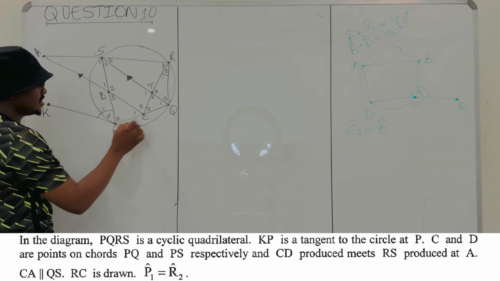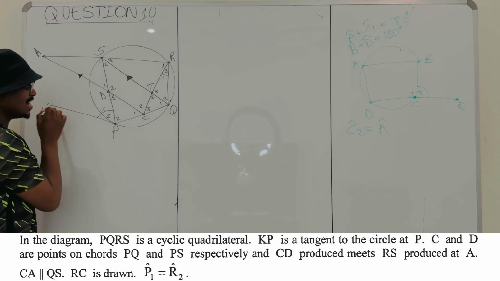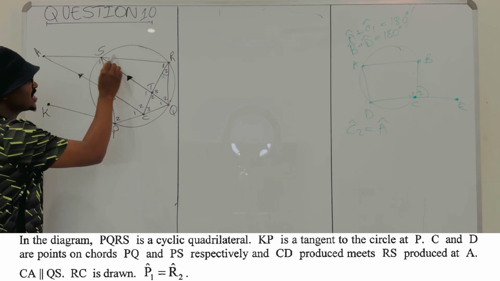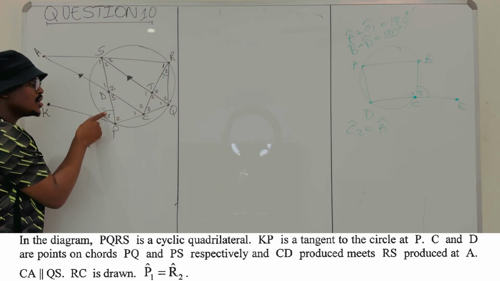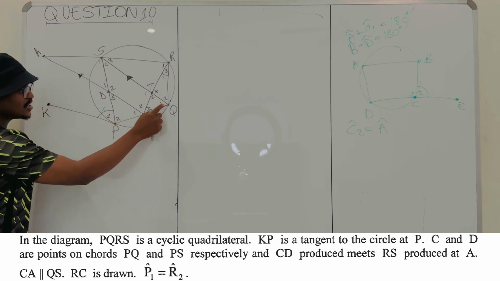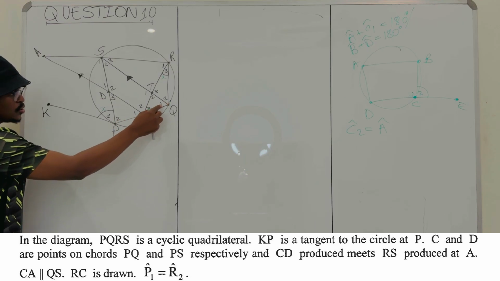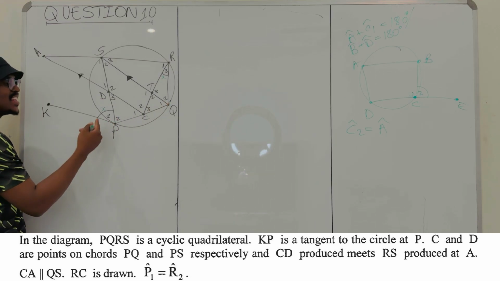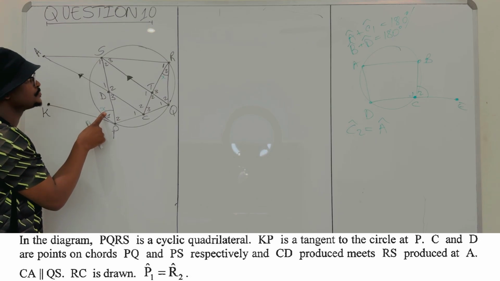PQRS, you can see here, this angle P1 is not an exterior angle of this cyclic quadrilateral, right? Because in order for it to be an exterior angle, it should be an extension of a side. So if this PK was an extension of Q, let's say you were to draw Q straight down, then PK would be an extension, and therefore it would be an exterior angle. So P1 is not an exterior angle.